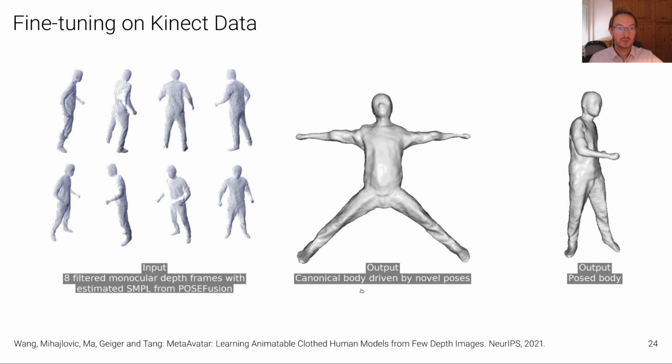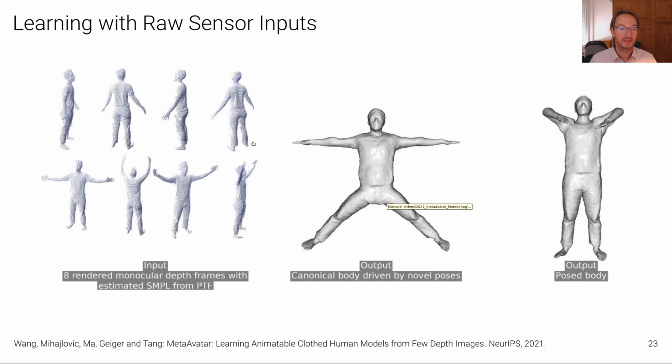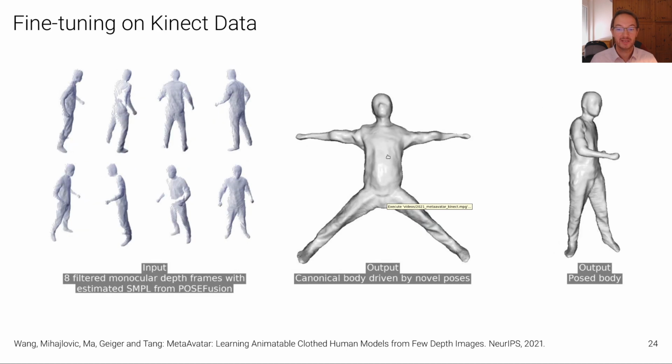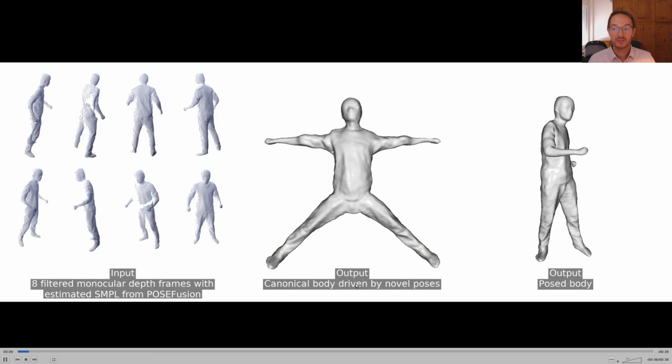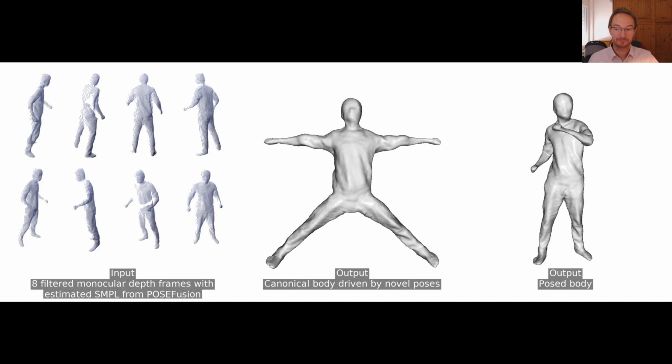We can also use this model to fine-tune directly on raw, noisy Kinect data, as illustrated here. Here on the left, we can see raw, noisy Kinect data. Of course, the fidelity is not as good as that of such data sets, so we can't expect our model to be as good, but we still get something reasonable.